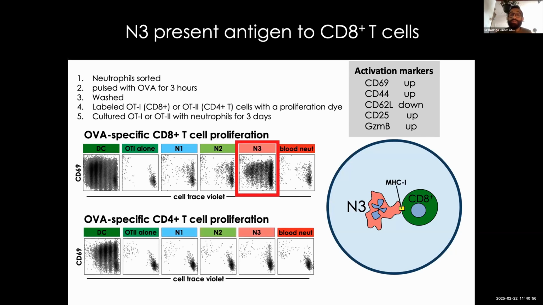This is a phenomenon known as cross-presentation, which is typically described, or only expected to be present, in a subset of dendritic cells called cDC1s and not in neutrophils, which we think is an exciting finding.